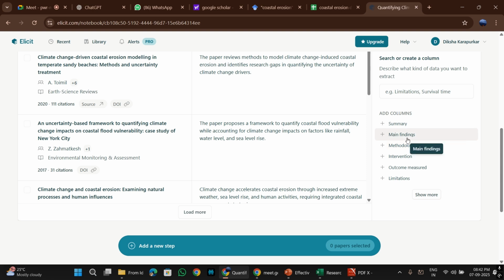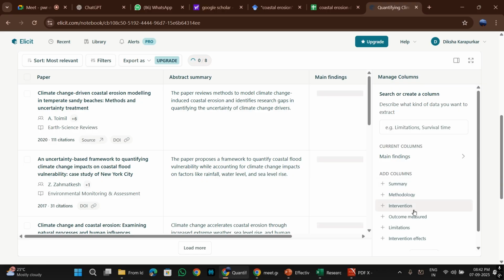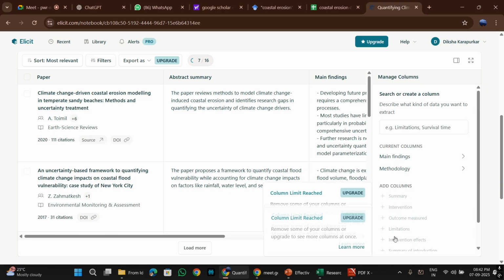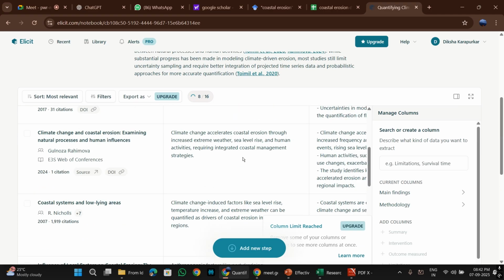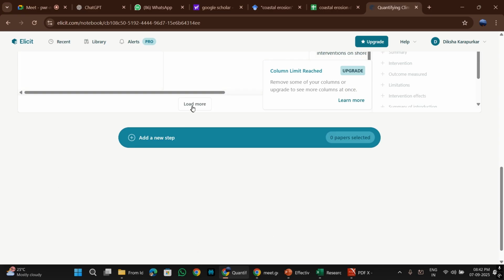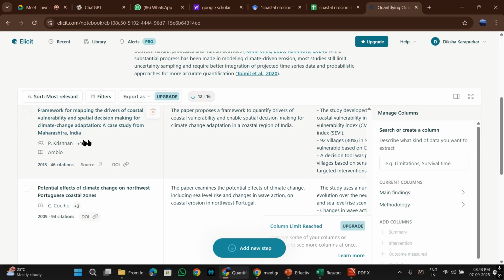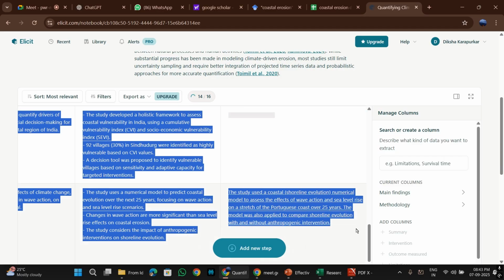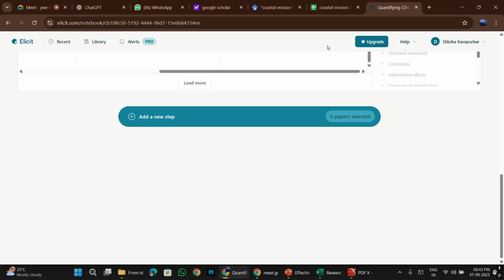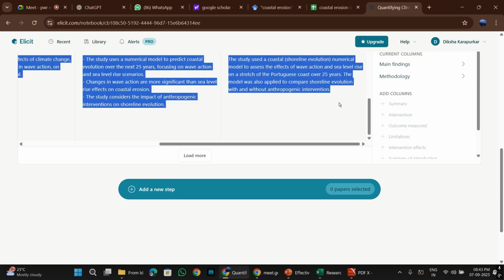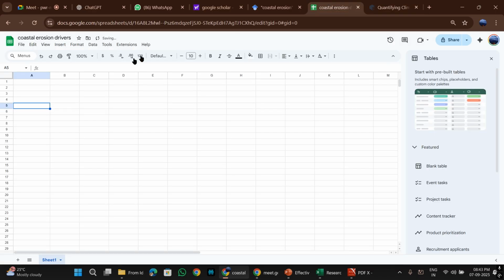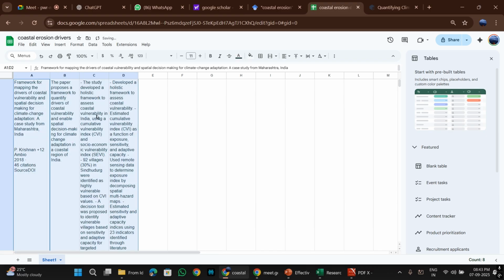So let's say I also want to know what are the main findings of these articles, and I would also want to know what their methodology was. Okay, so this is important to me. Let's say you might also be interested in limitation. If you want, you can also load more, but I will leave it up to you. So what I will do, I will just copy these 4 columns of all the articles that have been suggested to me. I will copy this and paste them over here.